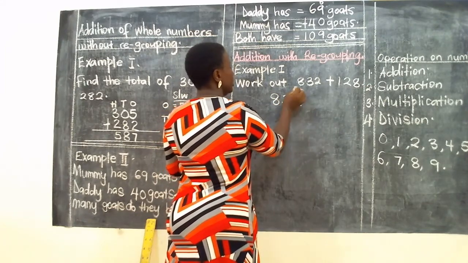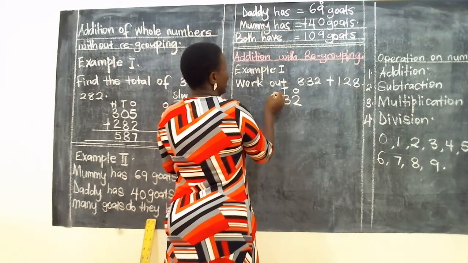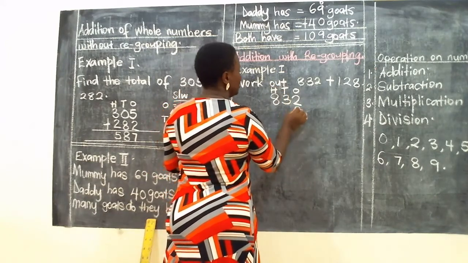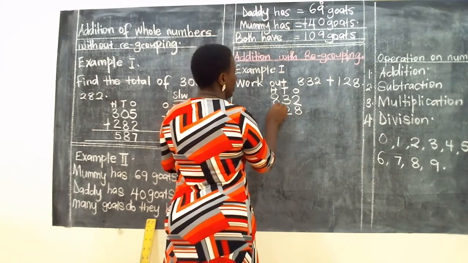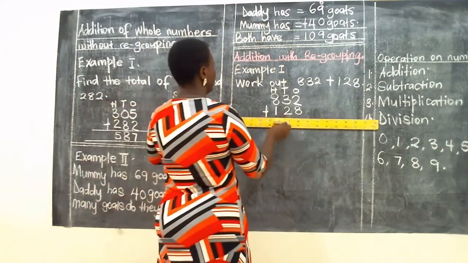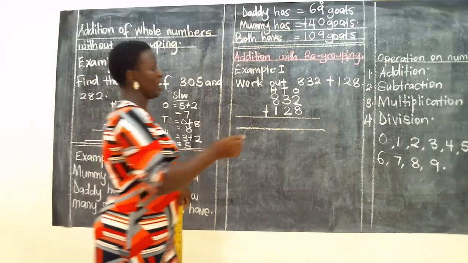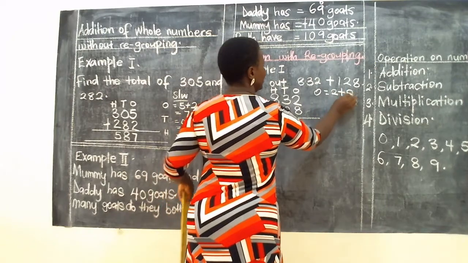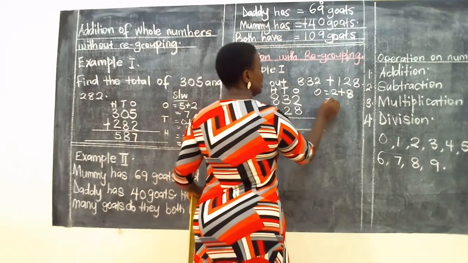832. 2 is in the ones place value, 3 is in the tens place value, and 8 is in the hundreds place value. So 138, 8 is in the ones place value, 3 is in the tens place value, and 1 is in the hundreds place value. And then add. If we start adding along the ones, we shall find that we have 2 plus 8. And what is 2 plus 8? 2 plus 8 gives us 10.